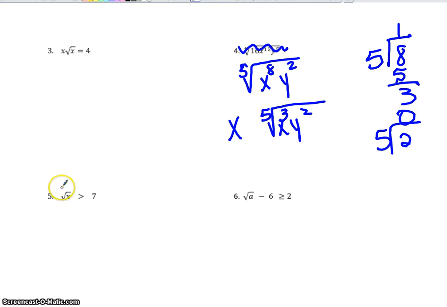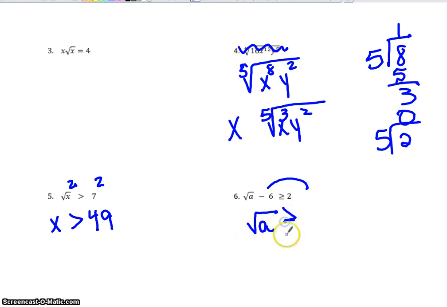Okay, square root of x is greater than 7. It's just like an equation, except it is greater than or less than. You're going to square both sides, and you get x is greater than 49. You're going to need to move your 6, so the square root of a is greater than or equal to 8. You're going to need to square both sides. A is greater than or equal to 64.